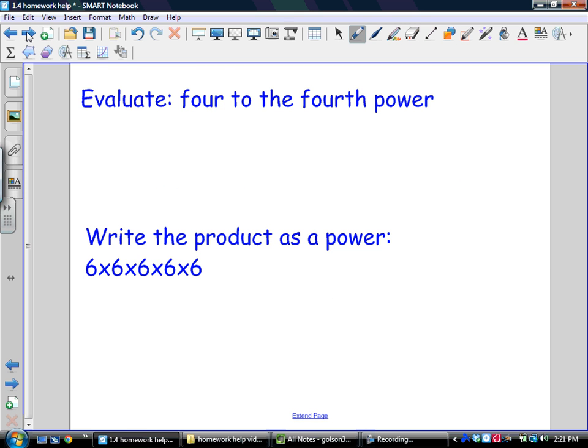So now some of the things we would be expected to do, we may have to evaluate these. Remember, evaluate actually means to find the answer. So if it says evaluate 4 to the 4th power, okay, I'll write 4 to the 4th power first. It's going to look like that, a base of 4, an exponent of 4. And I know that that is equal to 4 times 4 times 4 times 4. And since it says evaluate, I know I need to multiply all of those together.